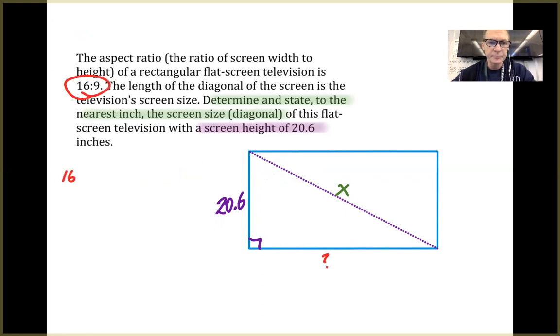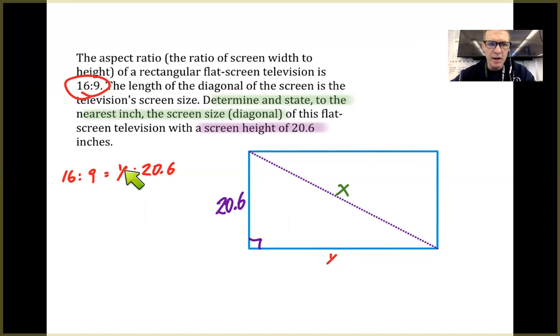So if I know that this is a ratio of 16:9, then it's some side length to 20.6. That's going to be in the same ratio as 16:9. So instead of this being 9, this is 20.6. It's a little more than twice as big as 16, so it's going to be like 33 or something like that. I don't know. We'll figure it out. So let's take a look.